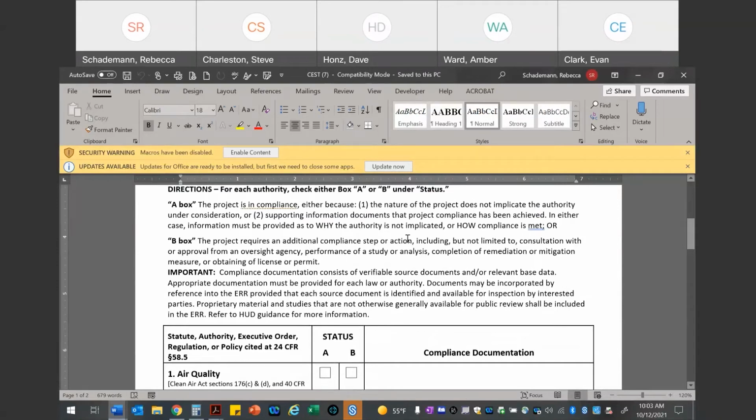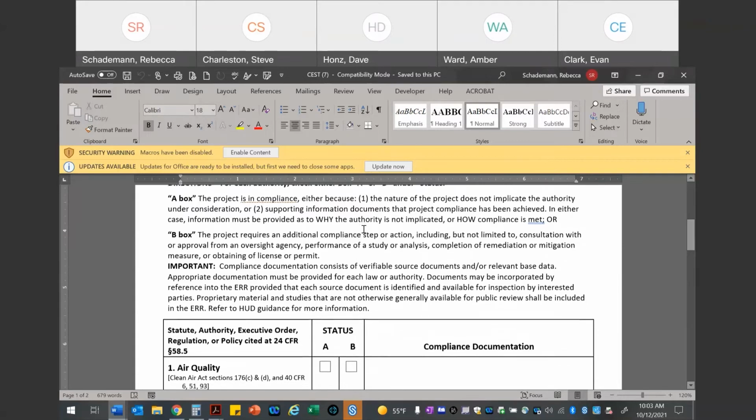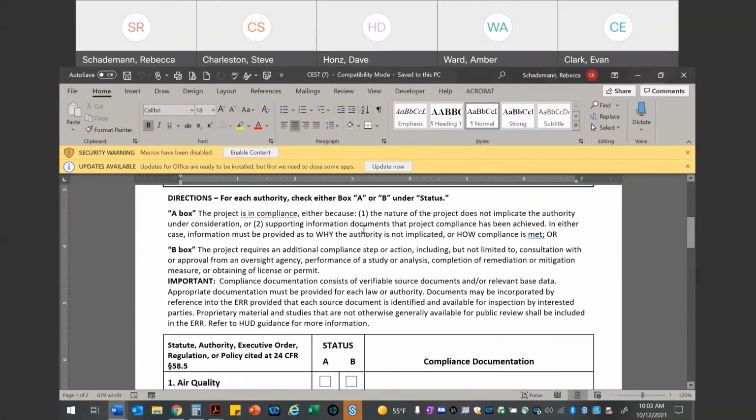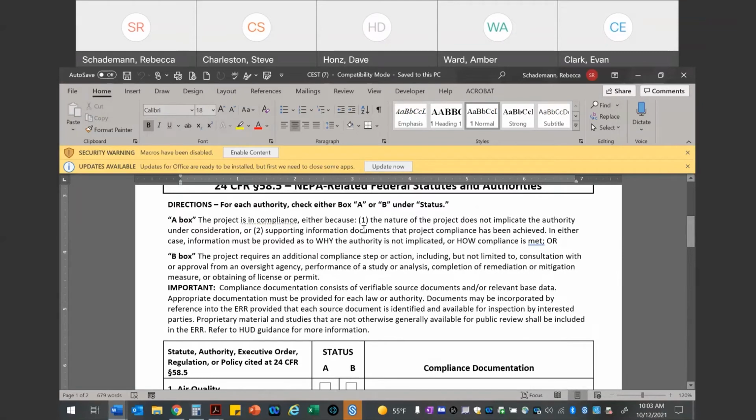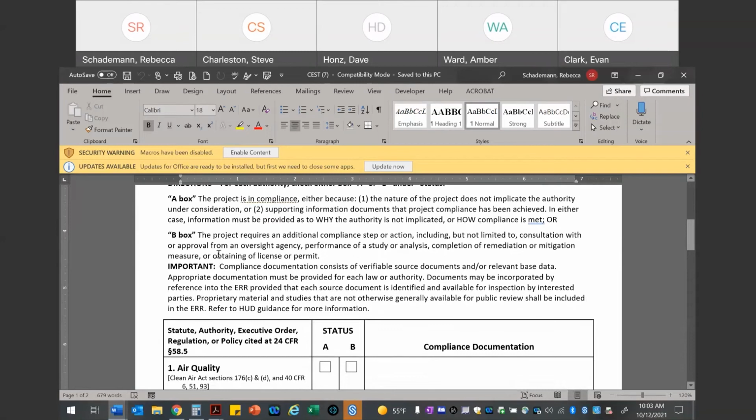We have definitions here. So box A is the project is in compliance, either because the nature of the project does not implicate the authority under consideration or supporting information documents that project compliance has been achieved. So you're aiming for an A, but sometimes you cannot select A because you don't know what address you're actually doing work on. So oftentimes you have to do a secondary step. So oftentimes it's a box B.